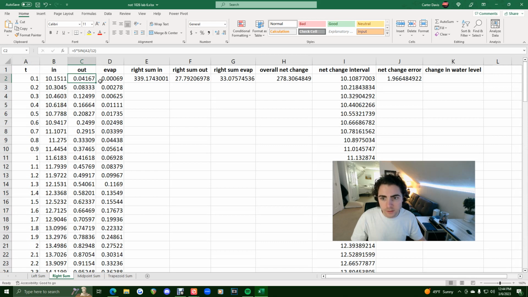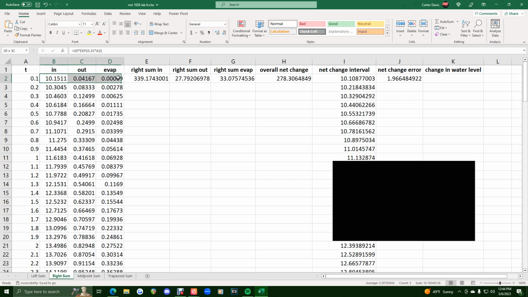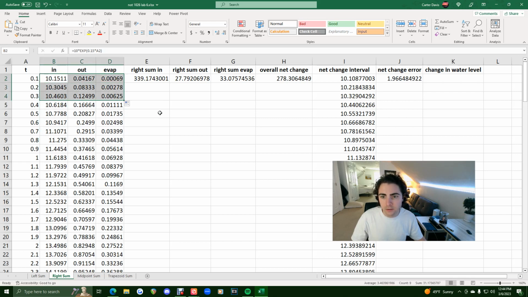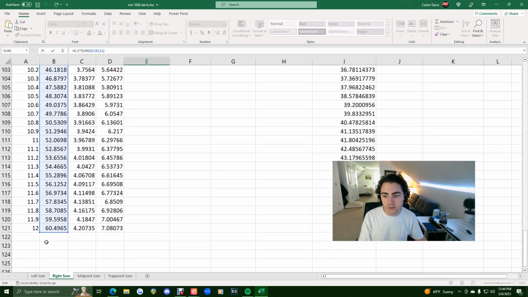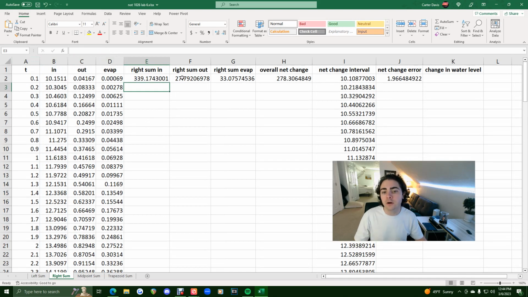The functions are the same. You can literally just copy and paste them from the previous pages if you wanted to. That should work. And then you just drag these formulas down. That should be fine. Right sum in: again, we do the same, 0.1 times the sum of all the in values, because we're only using the necessary ones. We don't need to leave off any.